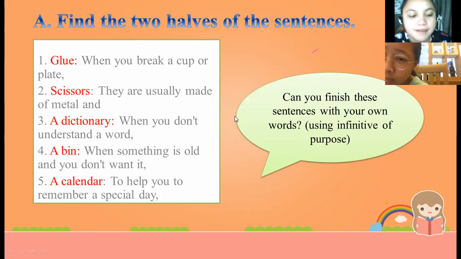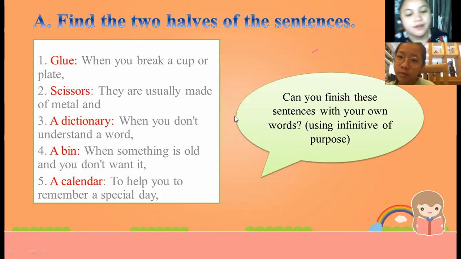I will give you an example so that you can continue with 2, 3, 4, 5. So I will answer number one. When you break a cup or plate, you can use glue to put the pieces back. Or when you break a cup or a plate, you can use the glue to stick all the pieces together.